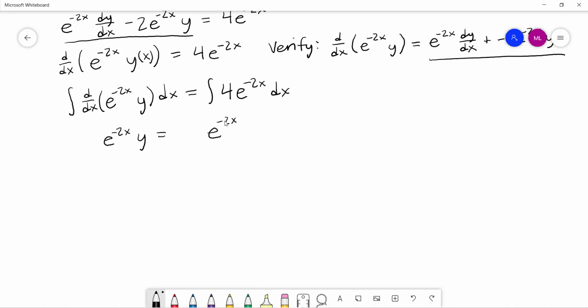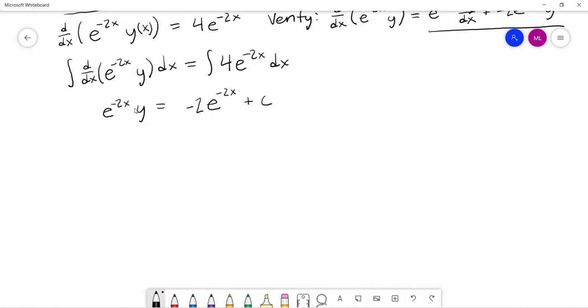So I'll get a negative 2. If I already had a negative 2 sitting there, I would pick up a factor of positive 4 and get this term right here. And then we can't forget our plus c. And the last step is to now solve for y.